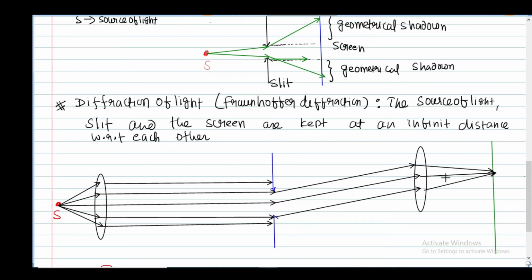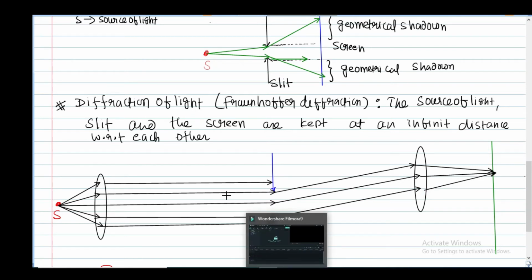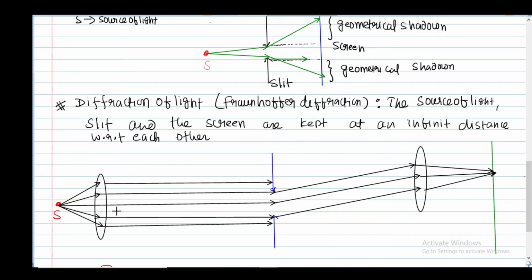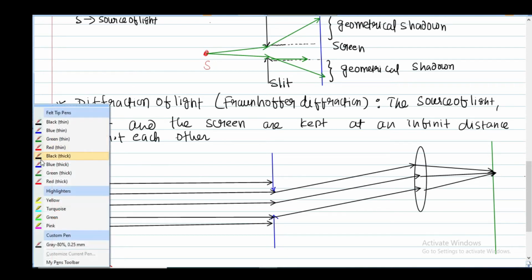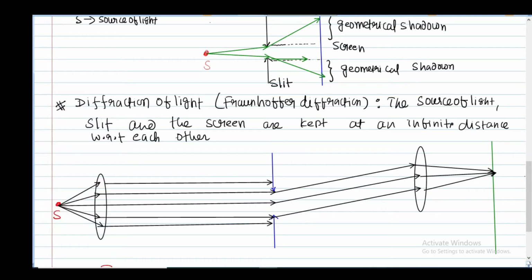Such type of diffraction of light is known as Fraunhofer diffraction of light. So the basic difference between Fresnel and Fraunhofer diffraction of light is that in Fresnel diffraction, the source, the slit and the screen are kept at finite distance with respect to each other, while in Fraunhofer diffraction, the source of light, the slit and the screen are kept at an infinite distance with respect to each other. This is the basic difference.